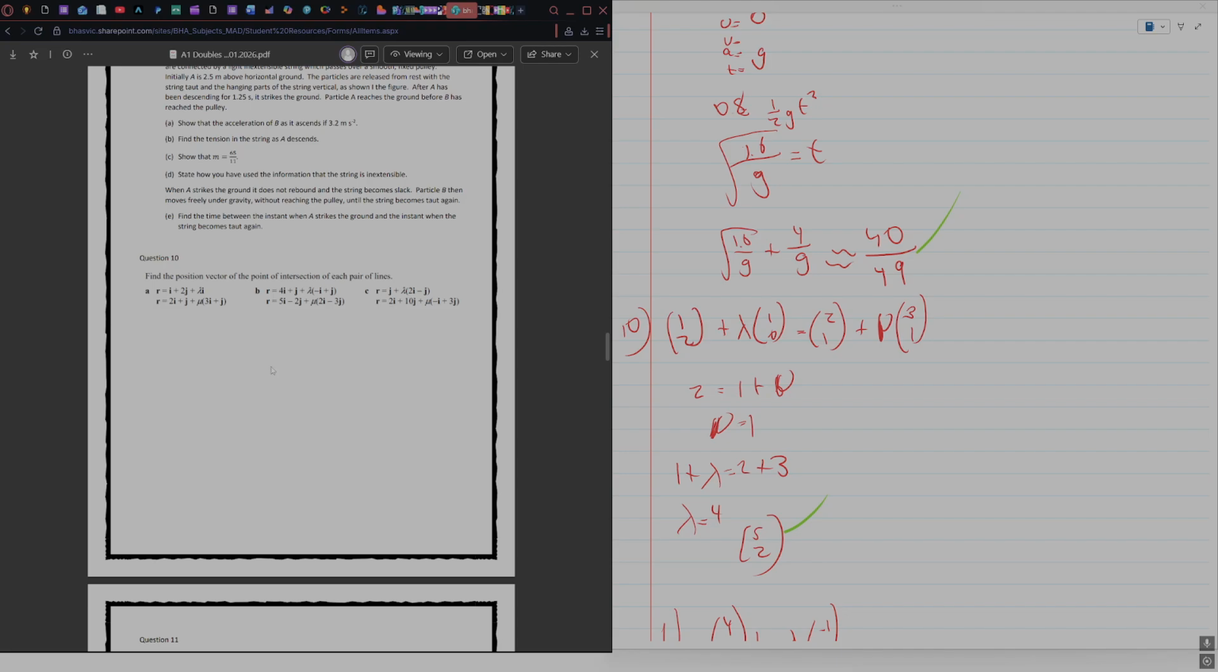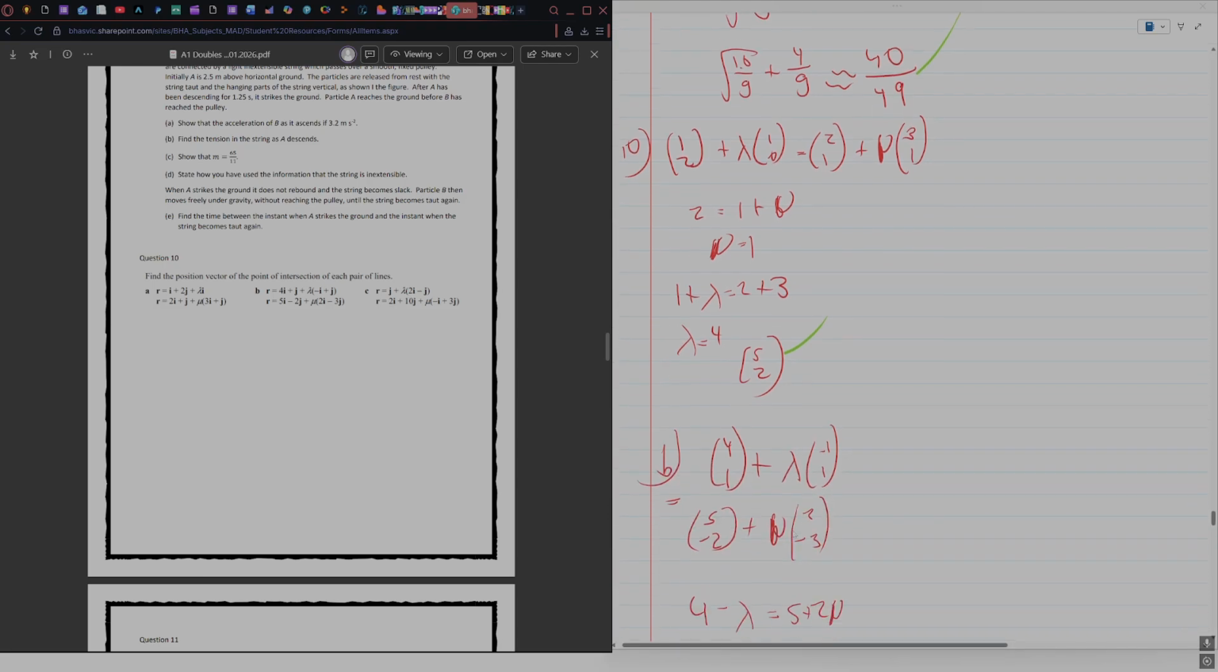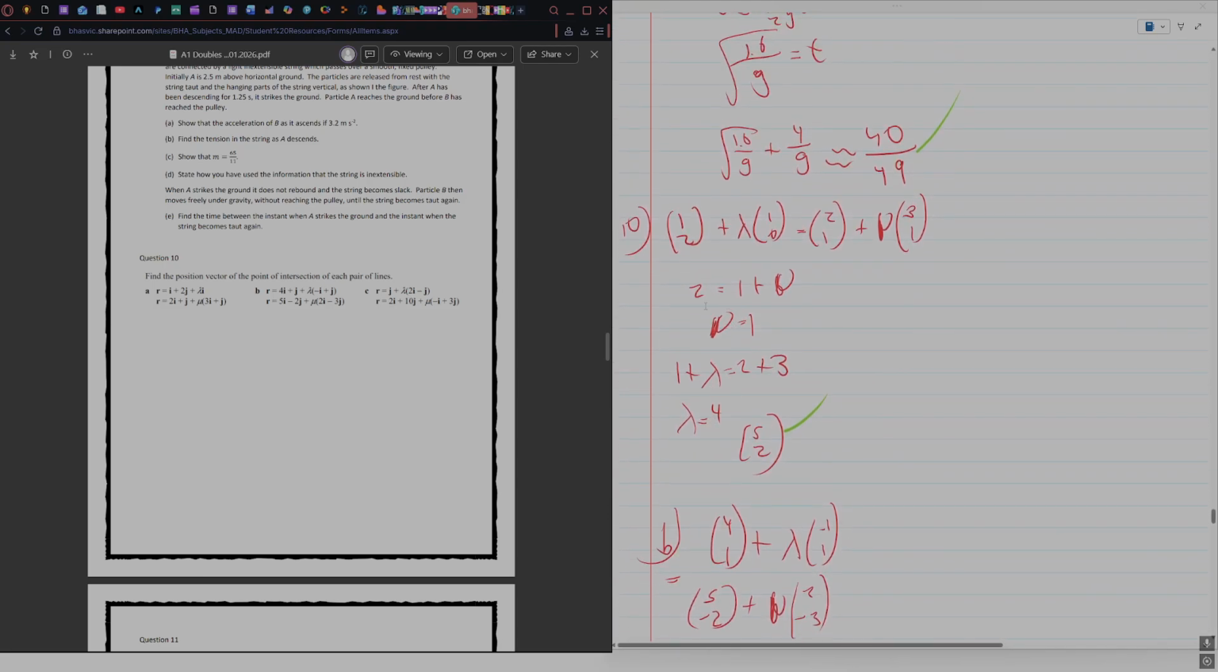So I don't really know where they're putting it in our assignments, to be honest, because it's next year's content. But when you're finding points of intersection, you just set them equal to each other and then resolve the components and then substitute. You don't actually have to find both of them. You only have to find one of the scalars, and then you just substitute that scalar into its respective line, and that gives you the point of intersection.